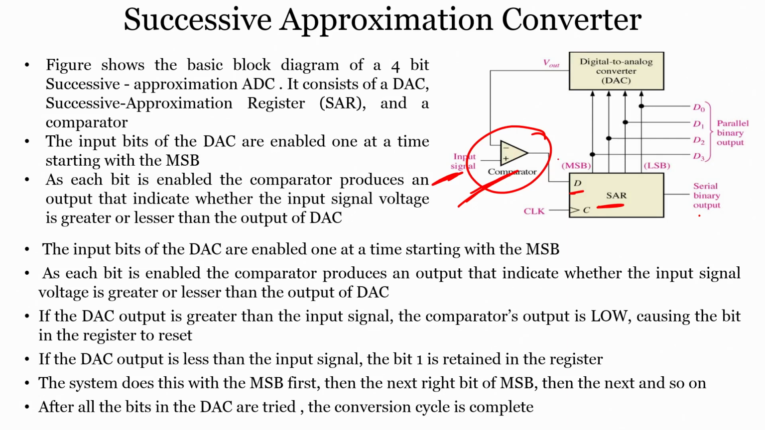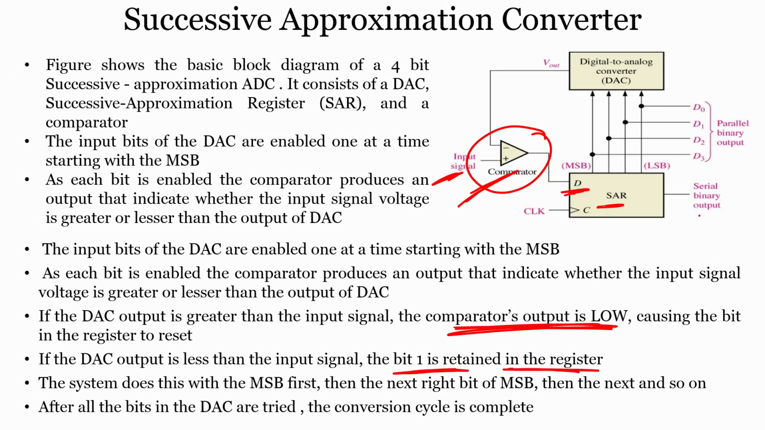So, the input bits of the DAC are enabled one at a time, starting with the MSB. As each bit is enabled, the comparator produces an output that indicates whether the input is greater or less than the output of the DAC. If the DAC output is greater than the input signal, the comparator output is low, causing the bit in the register to reset, right. So, we send here a digit called reset. Now, if the DAC output is less than the input signal, then bit 1 is retained in the register.